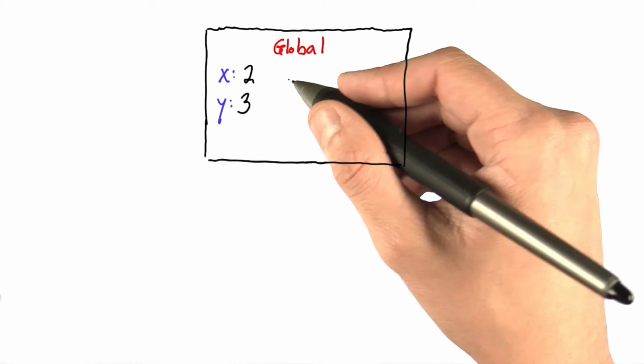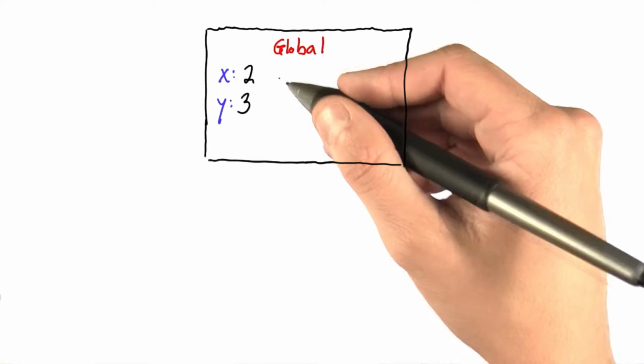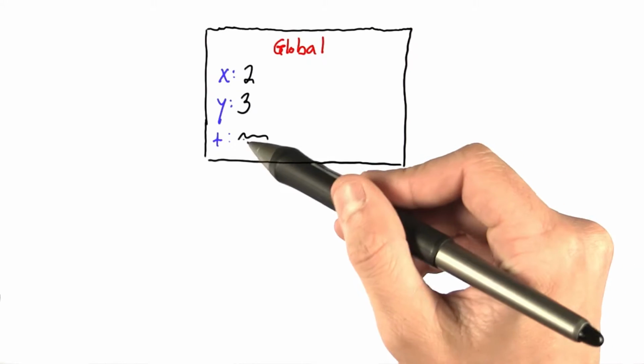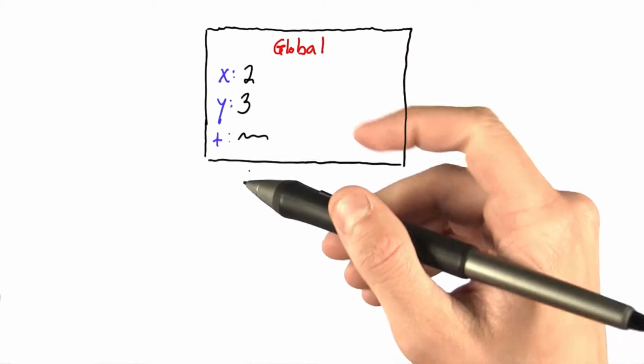The global environment is also where all of our primitive operators are bound. So for example, the plus sign is bound to some object which carries out addition, and we won't go into too much detail about what's going on there. So let's make things a bit more interesting.